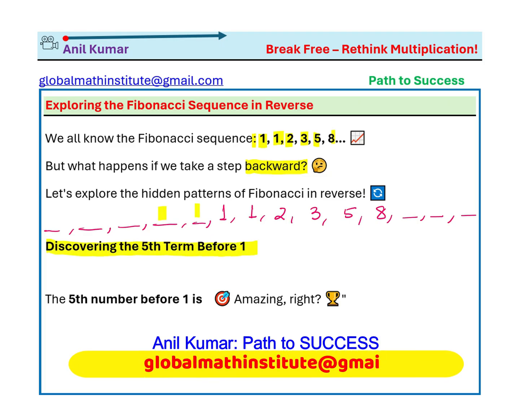Means 1, 2, 3, 4. What is this term? Correct. What is the fifth term before 1 in Fibonacci sequence?